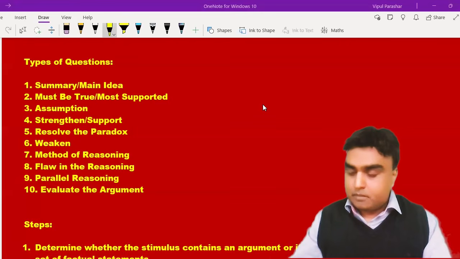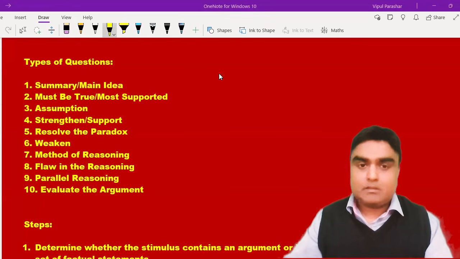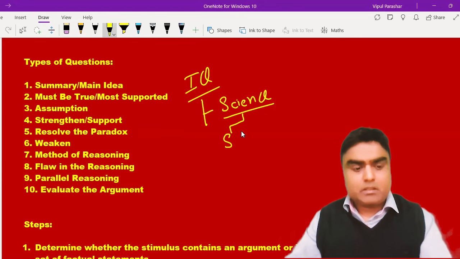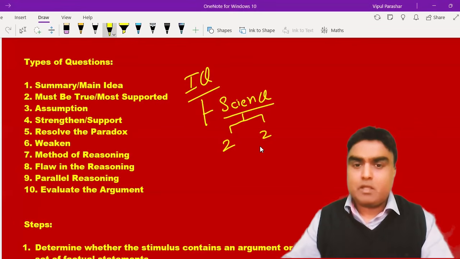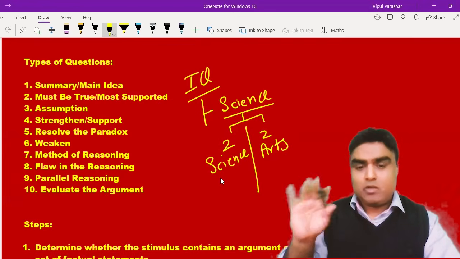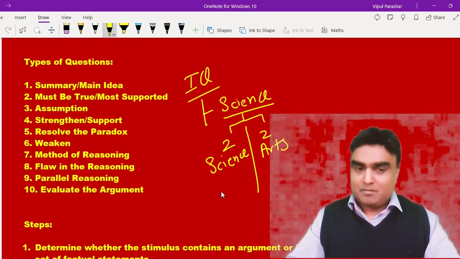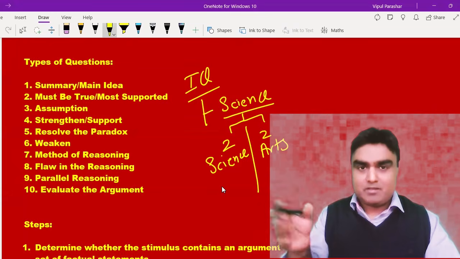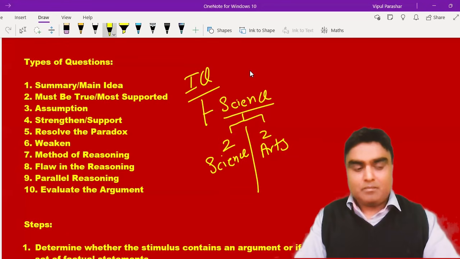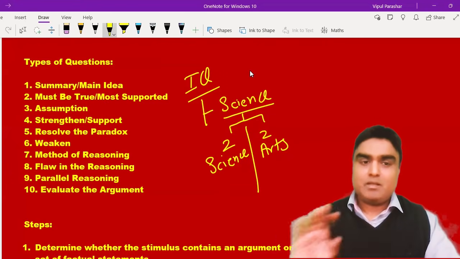I'll bring one point to you. Let's say, in an IQ test, Ashna is a science student, and Ashna gets to see that RC has science passages. Let's assume 2 passages are from science and 2 passages are from arts. Now, as a part of strategy, what should Ashna do? In most IQ tests, you will only have time to do 2 passages. Let me give an example from GMAT, even the CAT, and even CUET. Even in the CAT, if you are able to do 2 passages very correctly, you would be in the 99 percentile.